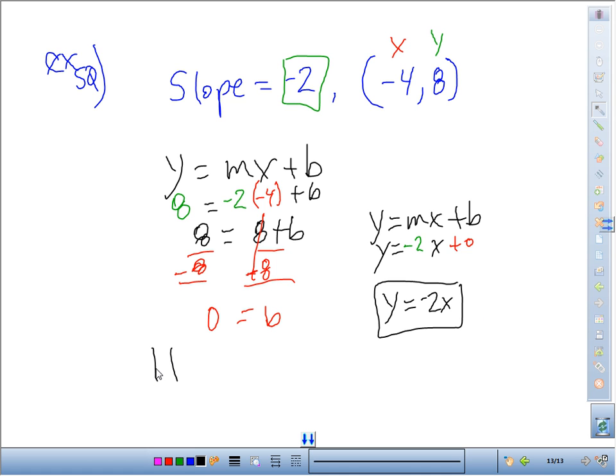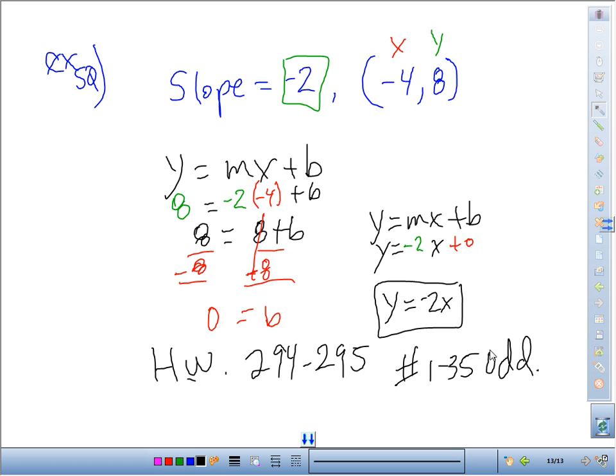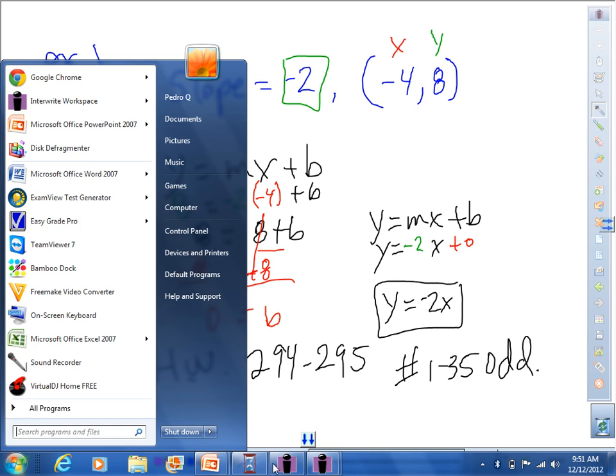So homework is on page 294 to 295, numbers 1 through 35 odd. Turn in your homework on your way out, guys, and I'll see you guys tomorrow. Thank you.